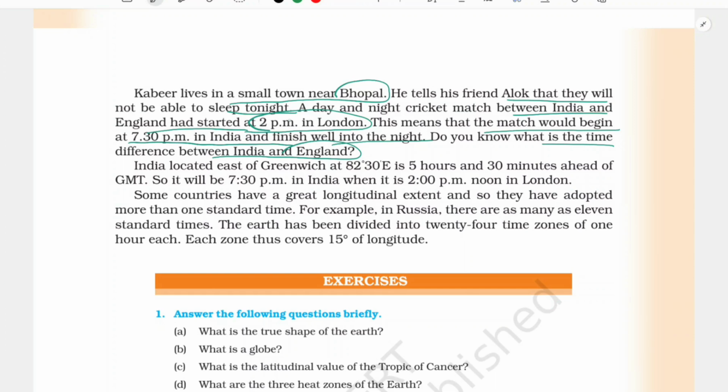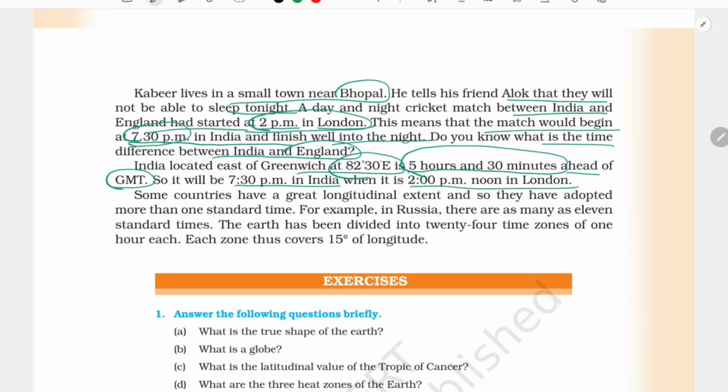So India is ahead of them. When it is 12 noon in London, it will be 7:30 p.m. in India. That means we are 5 hours and 30 minutes ahead of England. India is located in the east of Greenwich, at 82 degrees 30 minutes east, ahead of GMT, the Greenwich Meridian Time. So it will be 7:30 in India when it is 2 p.m. in London. I hope you have understood this concept.